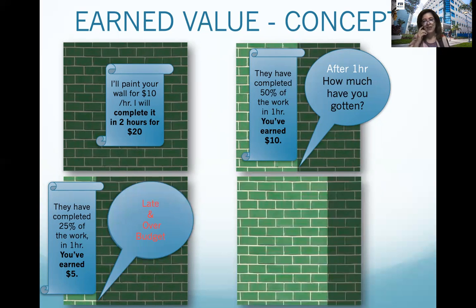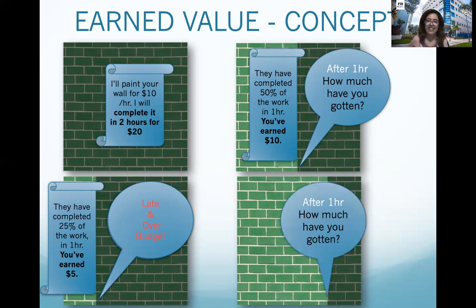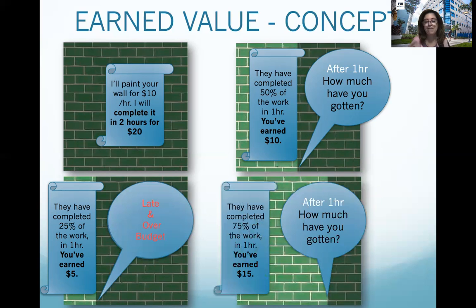In the other situation, if I go to my backyard and ask him, how much work have you done? This is another scenario. And he says, listen, I have good news for you. I have completed 75% of the work in 1 hour. So what is the earned value now? 75% is $15. That is really good news, and the status will be early and under budget.